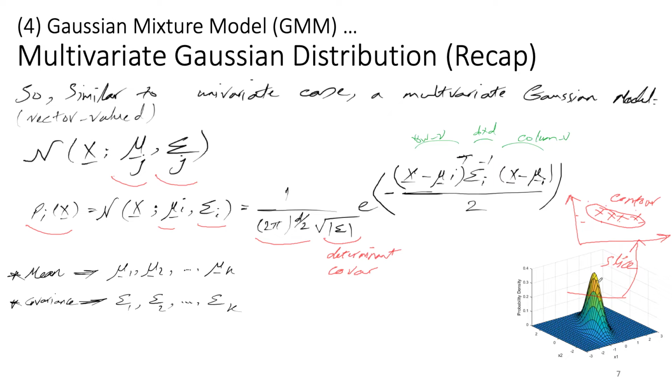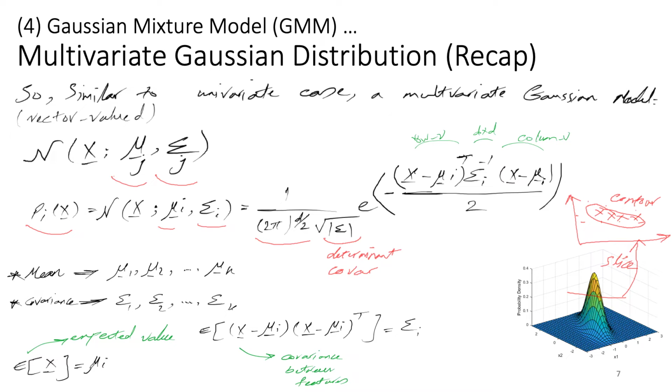And just like before, you're going to have your mean and covariance in vector space, mu 1 up to mu k, and also sigma 1 up to sigma k. And again, if you want to estimate the mean, now we're going to have an expected value here. So that's why this E is referring to E[x] equal to mu i.